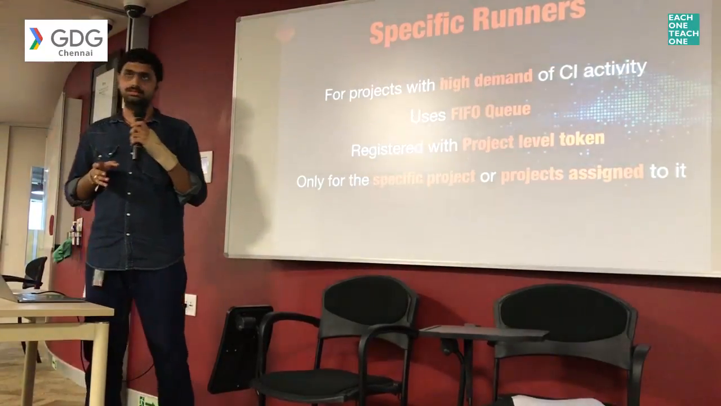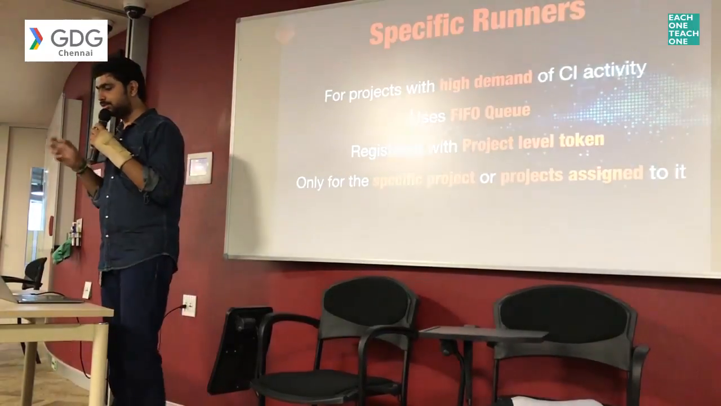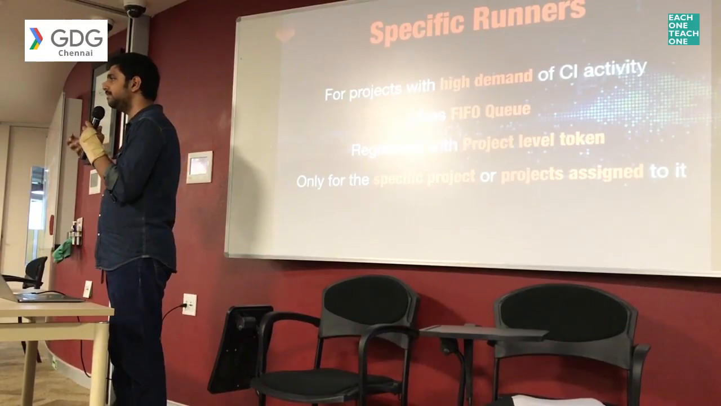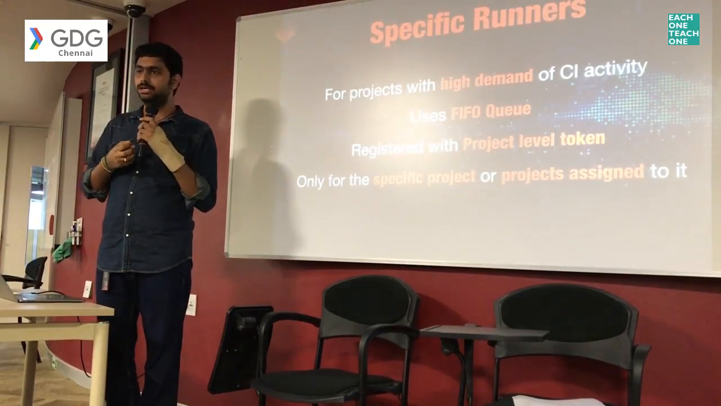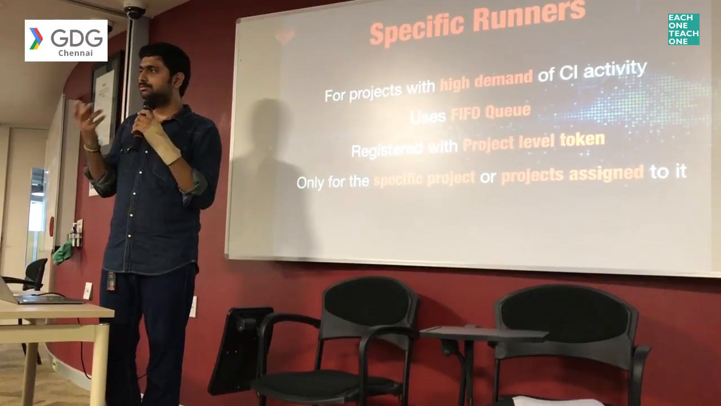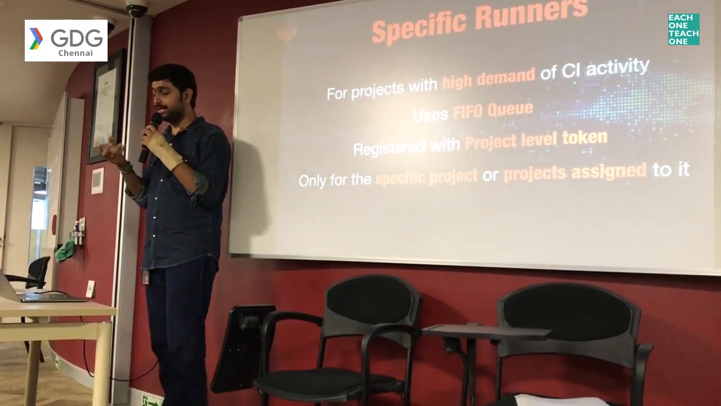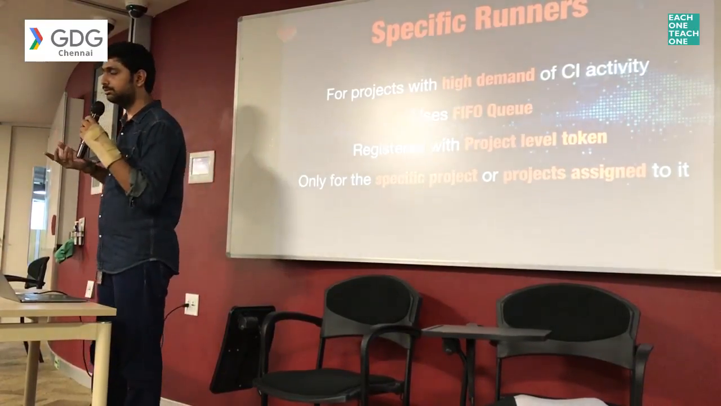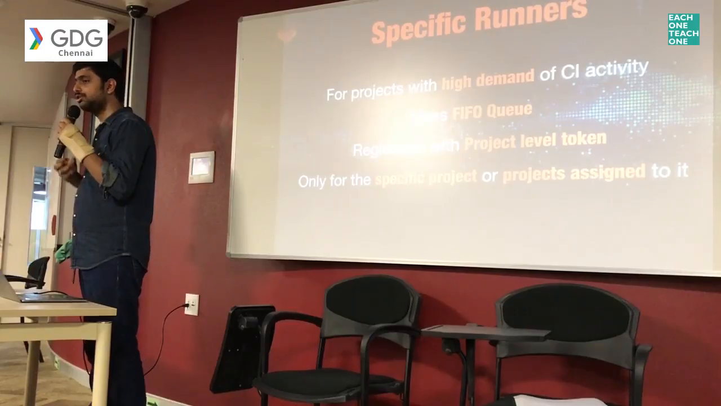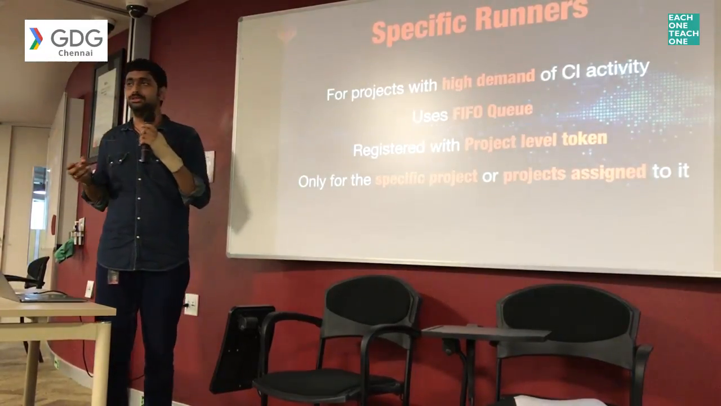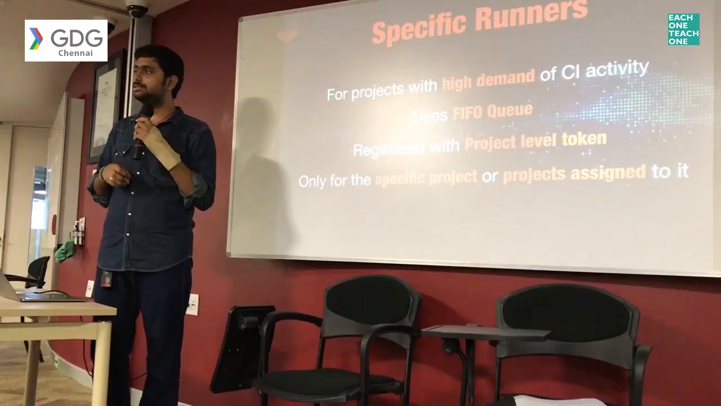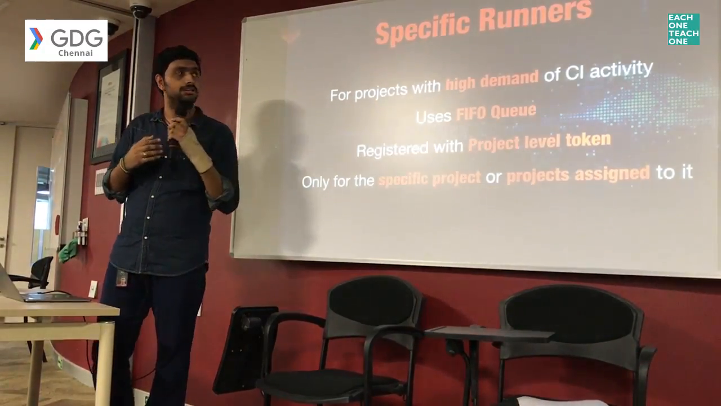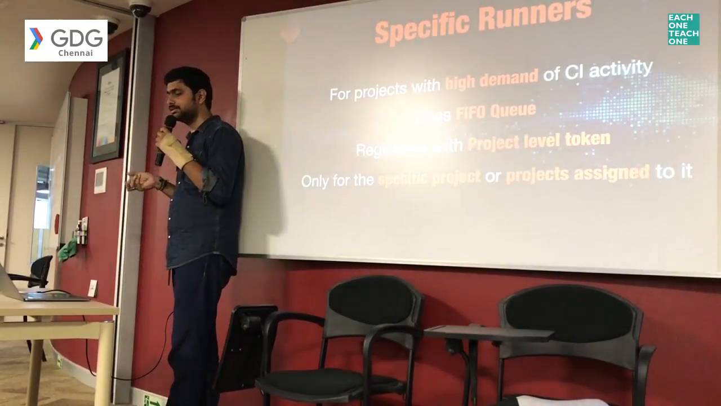A specific runner is the thing that you create for a single repository or a group of projects that requires heavy CI activity. So assume that I have a heavy app that takes 30 minutes or 1 hour to process all the test cases. In those cases, with a shared runner, the other projects will have to wait till this completes the process. So a specific runner can help with those cases.